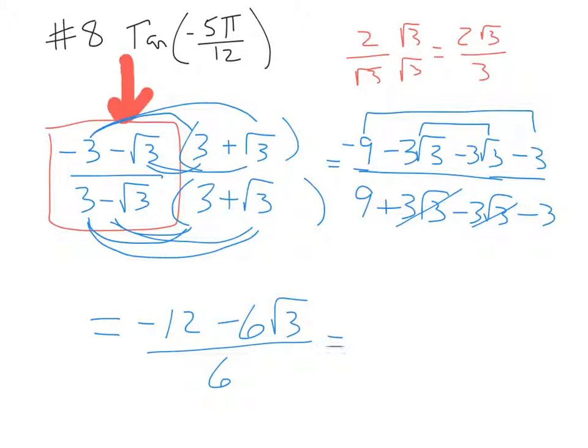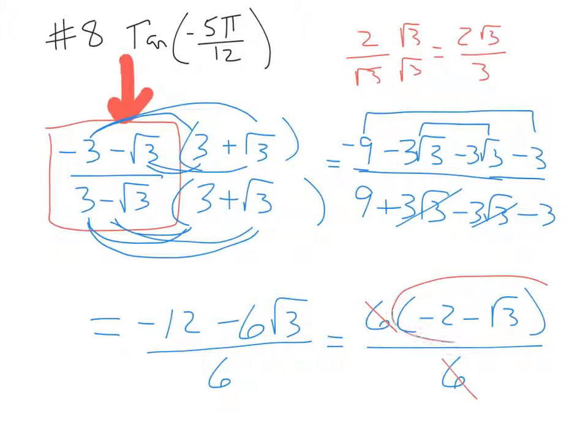So here we are at almost the right answer, but each of these terms has a 6 in it. If I take the 6 out, I'm left with negative 2 minus the square root of 3 on top of a 6. And wouldn't you know that the 6's will cancel, and that is why we weren't quite finished at the end of class today. We can simplify it down to just simply negative 2 minus the square root of 3.